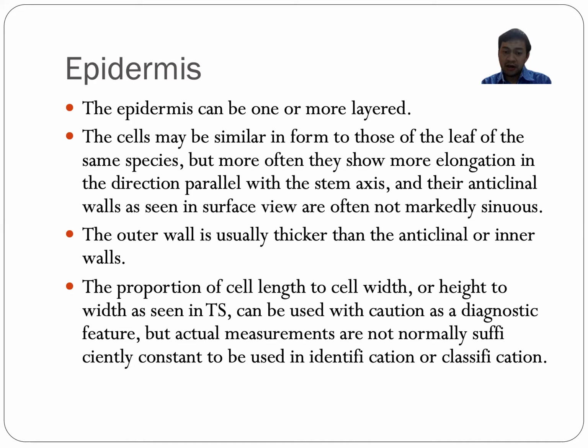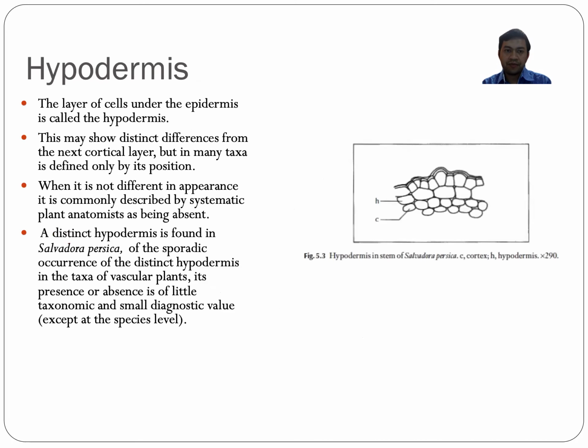And the proportion of cell length to cell width, or height to width, as seen in the microscope, can be used with caution as a diagnostic feature. But actual measurements are not normally sufficiently constant to be used in identification or classification.